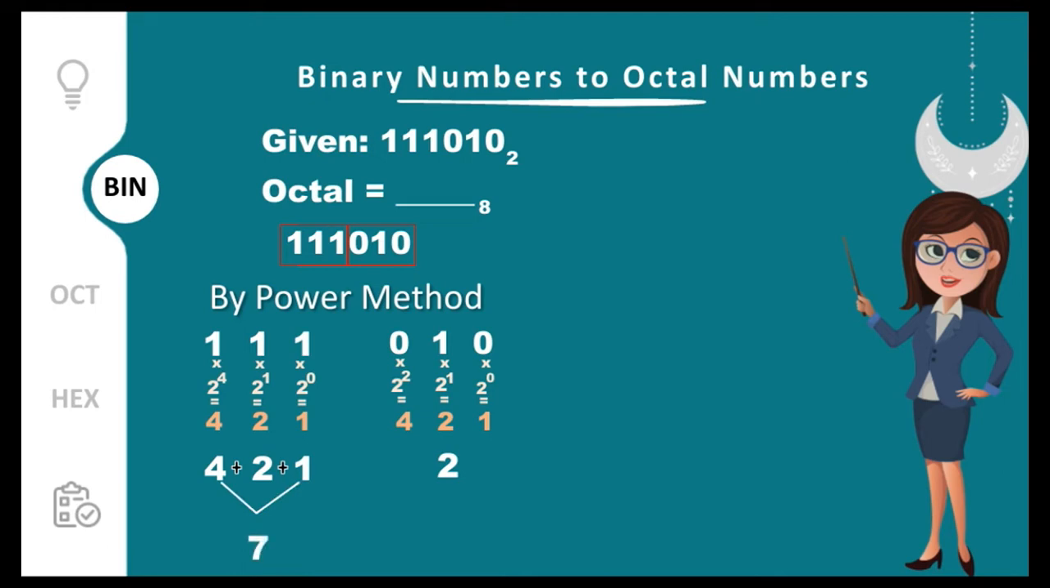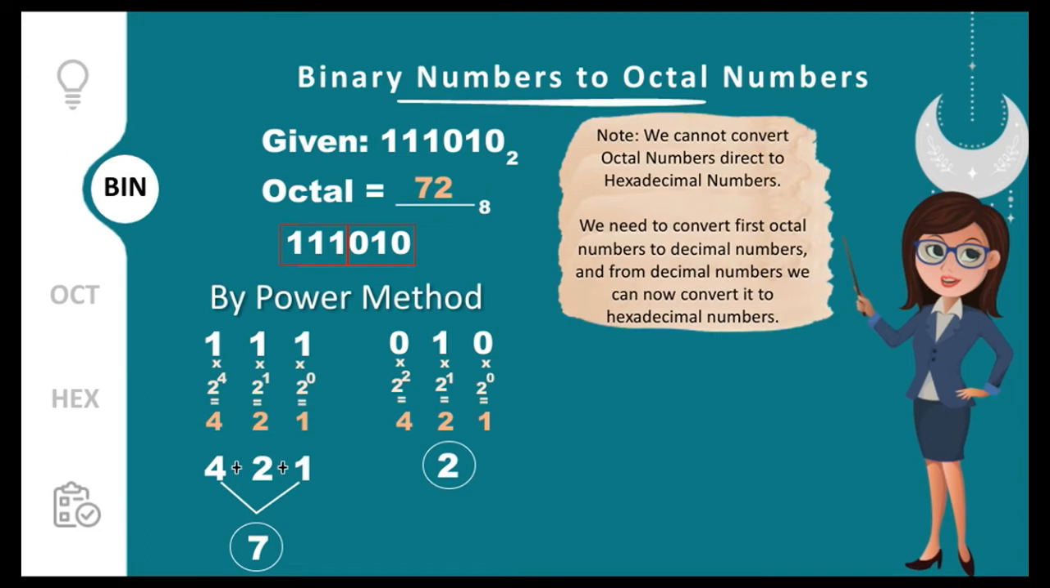Since on the right part we only have two numbers, let's combine it with the 7 to have 7 and 2, which is 72, and the octal number of the given 111010 binary number is 72. Note that we cannot convert octal number directly to hexadecimal number. We need to convert first octal numbers to decimal numbers, and from decimal numbers, we can now convert it to hexadecimal number.